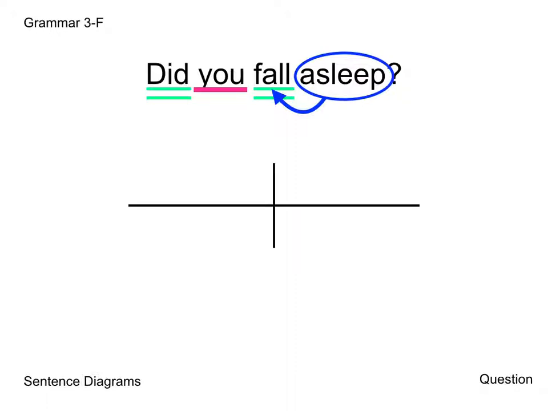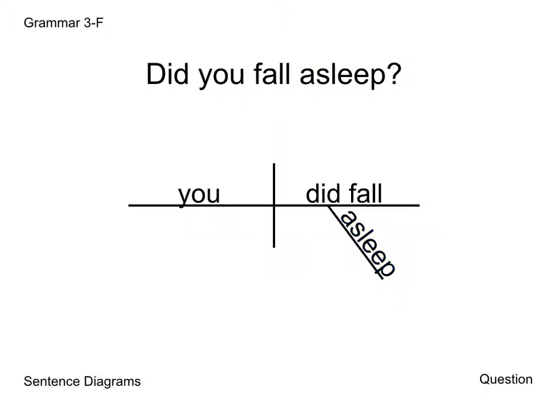So we've got our baseline bisected, so we have our subject and predicate. And once again, we have an adverb, so we're going to make that diagonal line off of the verb. So let's fill in these blanks. We have you as our subject. Notice that there are no parentheses there because it's a given you. It's not understood. And then we have our verb phrase, which is did fall, and that is described by asleep. And there we have our question diagrammed.